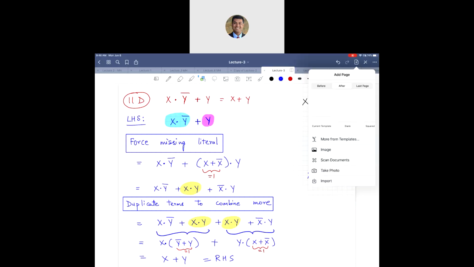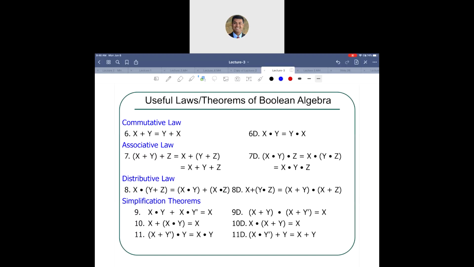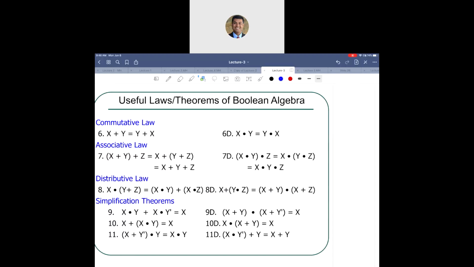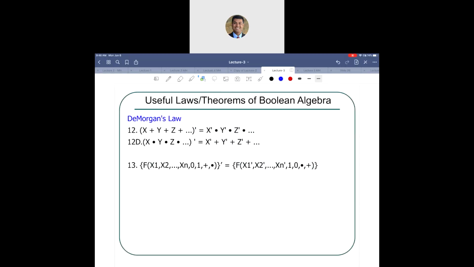I'm going to go back all the way to show you guys. The properties that we have proved so far are all laid out over here. This page is talking about property 6 all the way to property 11D. So we have proved all of them. They are just being summarized on this slide. Let us move next to De Morgan's law.